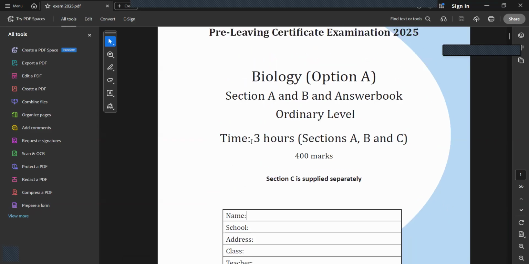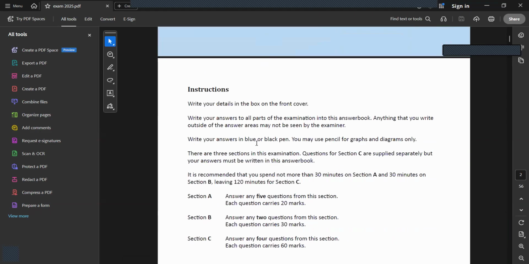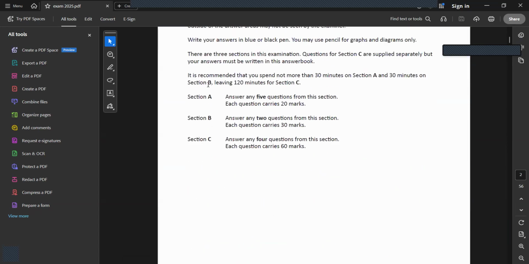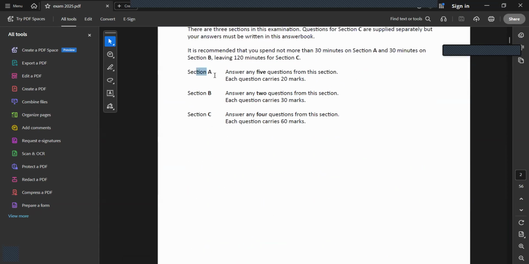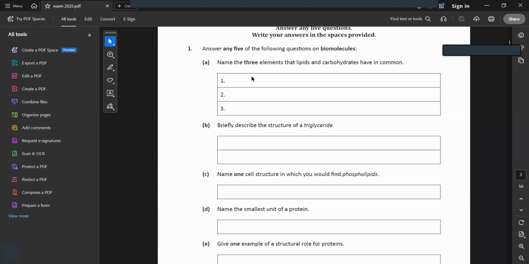So first of all, you need to know that the exam consists of three parts, A, B, and C, and the exam is 3 hours long. Then you need to know that section A has 6 questions, and you have to answer 5. The point is easy, but when you're in an exam and you have only 3 hours, that is 180 minutes.